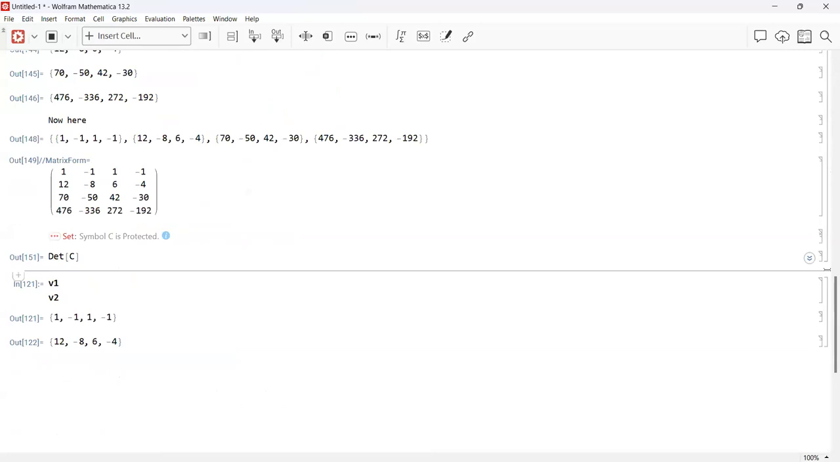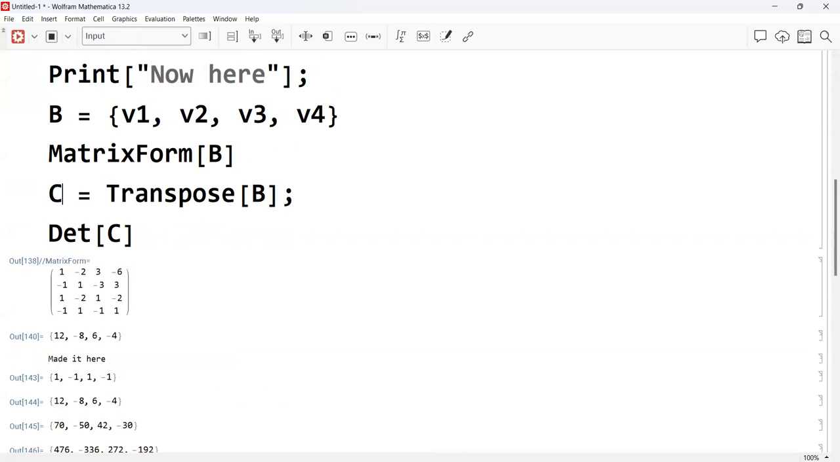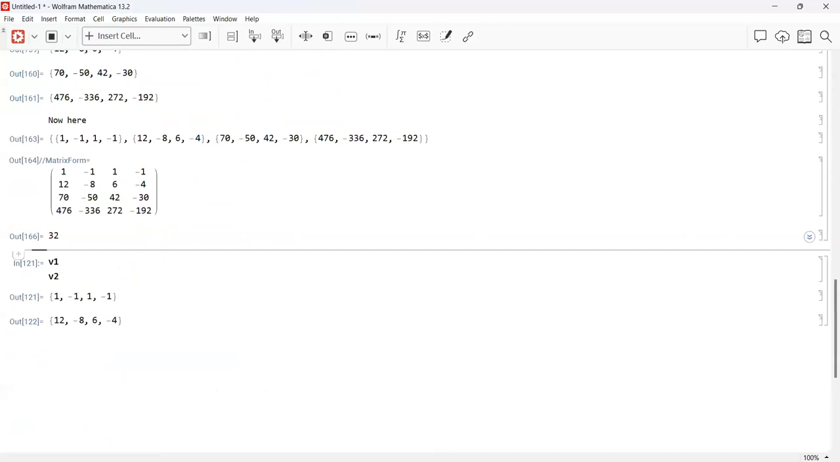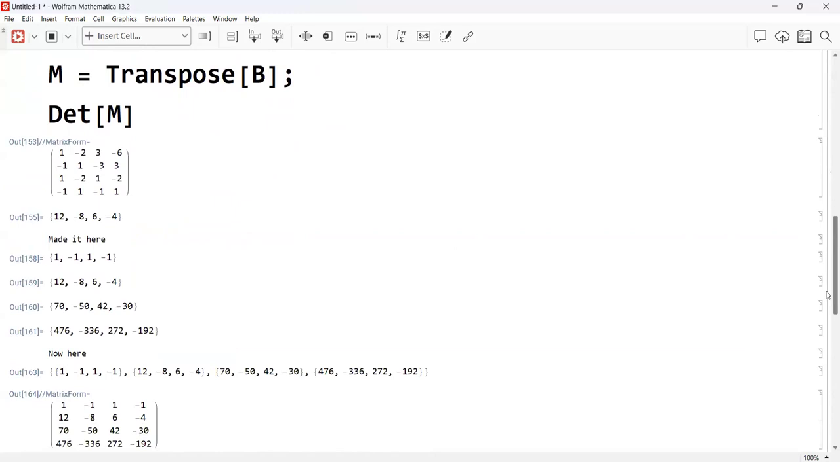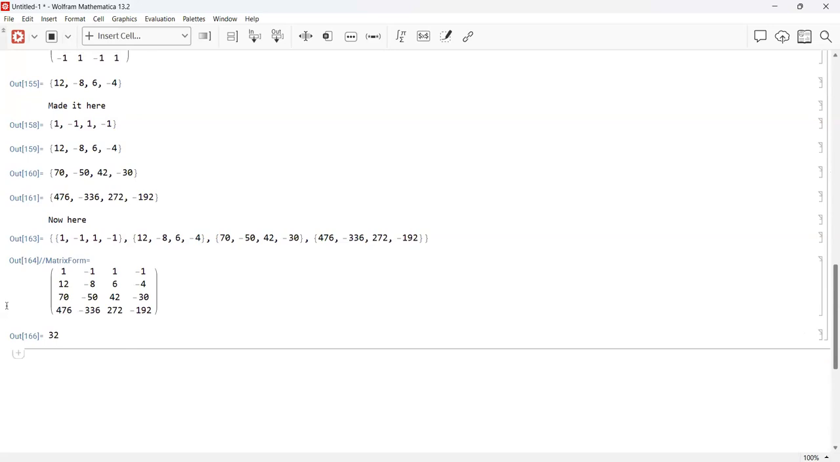Oh, C is protected as a universal constant. Wonderful. All right, I don't think we've used M yet. Use M for matrix. Did I put a semicolon after? Oh no, okay, it's working. Here, and the determinant is 32. So now we have our matrix.